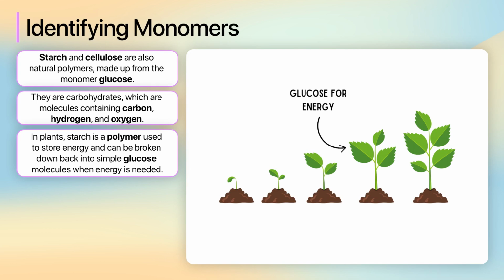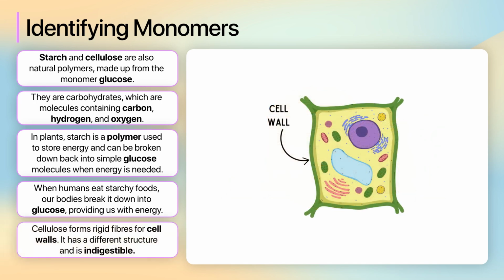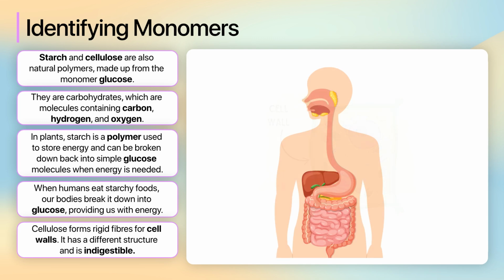Animals, including humans, also rely on starch. When we eat starchy foods like potatoes or grains, our bodies break it down into glucose, providing us with energy. On the other hand, cellulose forms rigid fibers that make up the cell walls in plants, giving them structure and strength. These fibers act as a scaffold that supports plant growth, allowing trees and other plants to remain upright. While cellulose is also composed of glucose, its bonding structure is different, making it indigestible by humans and most animals. However, it's still important as fiber in our diet, aiding digestion by helping food move through the digestive system.